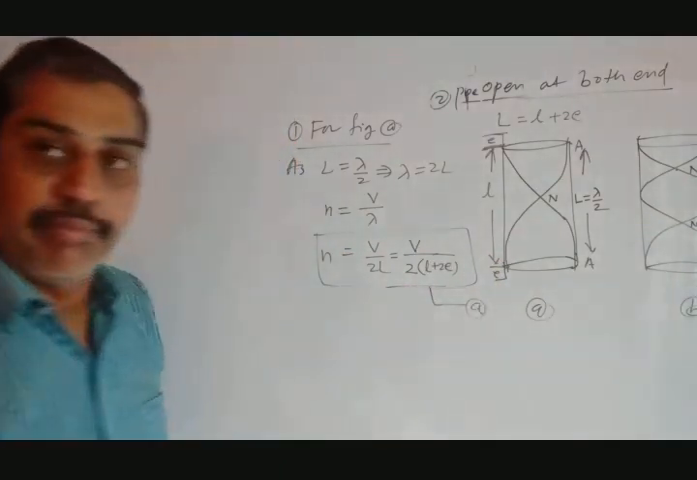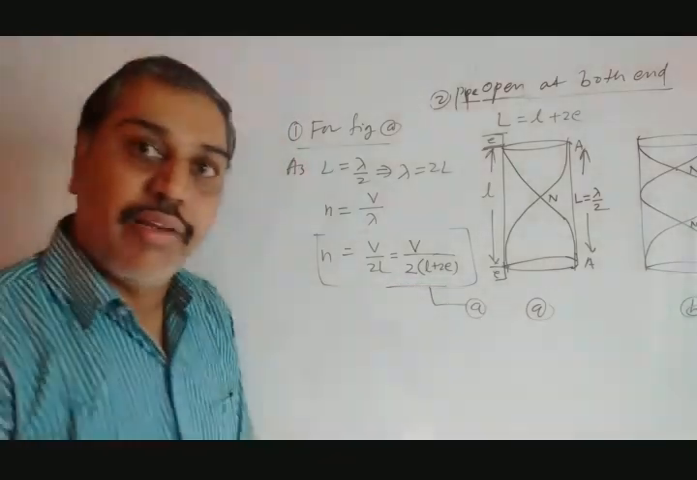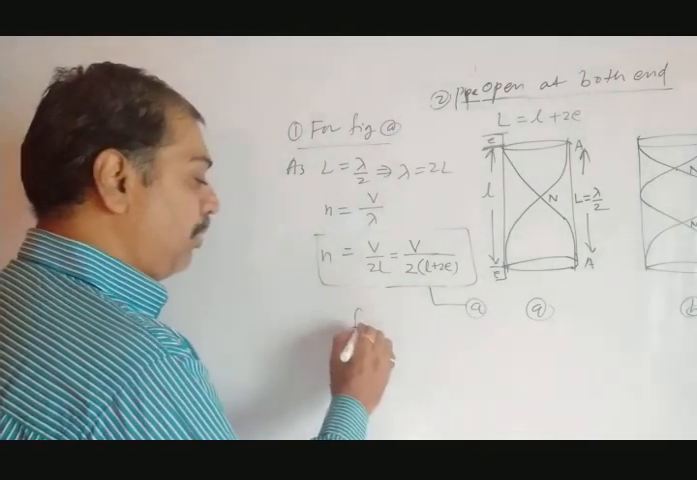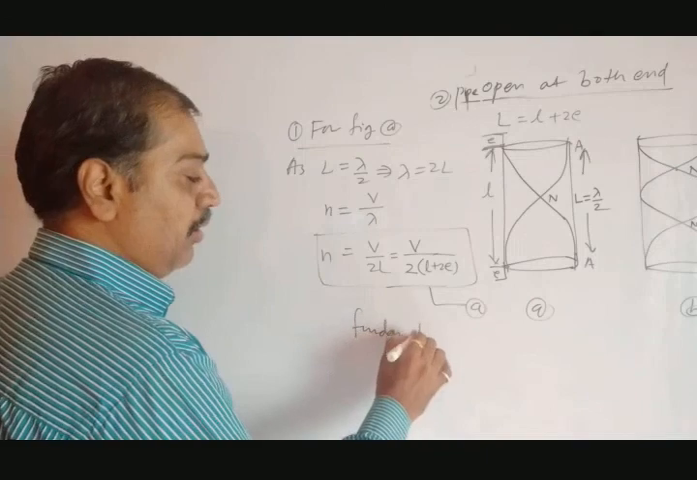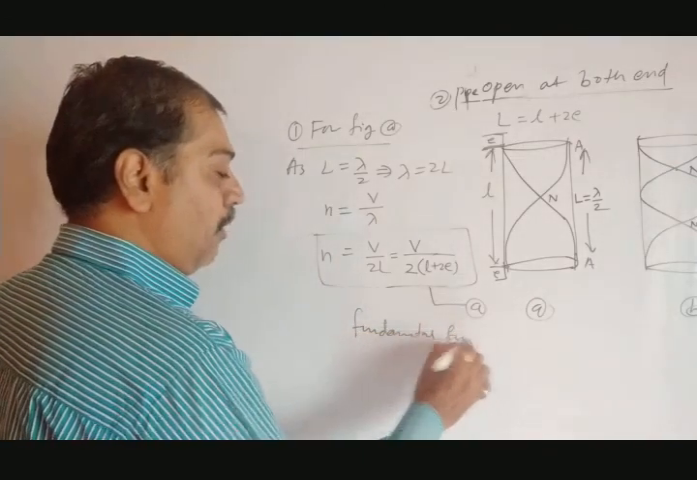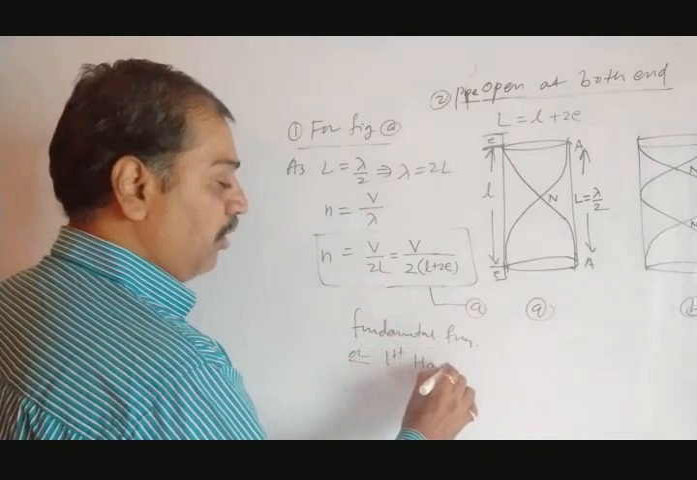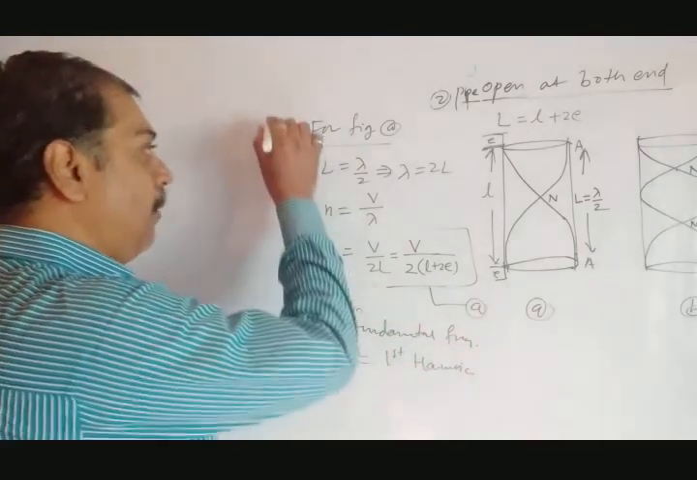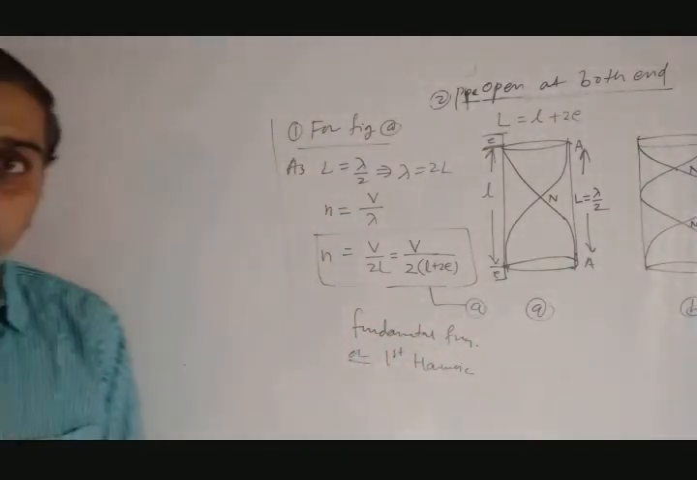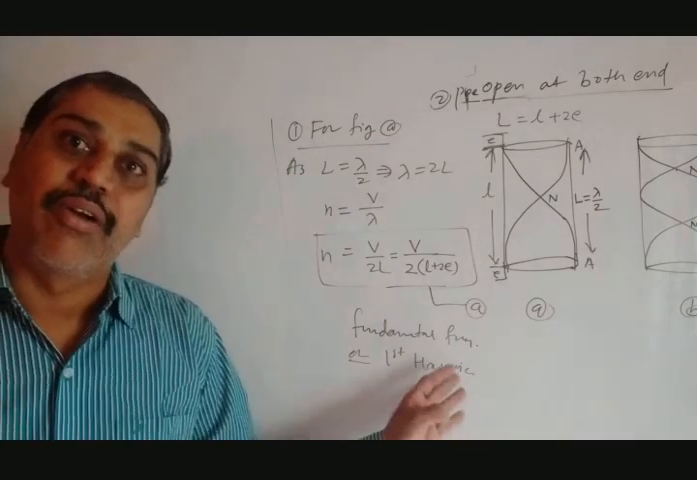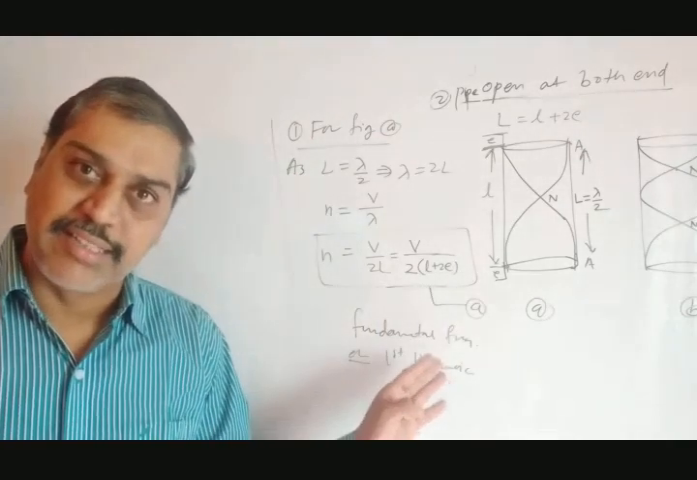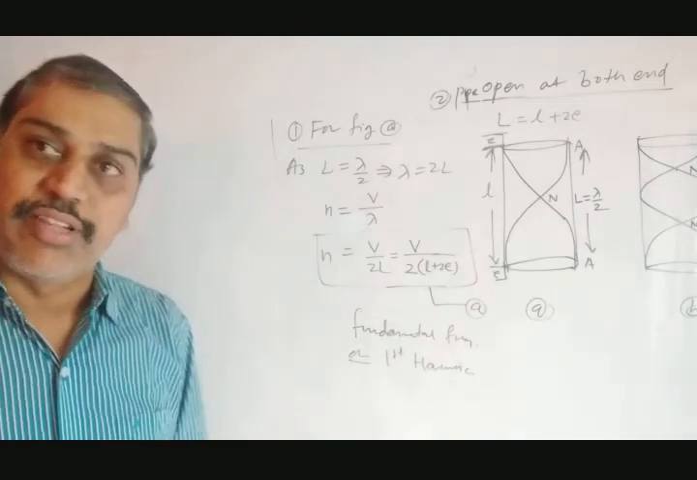And that is nothing but the fundamental frequency. It is said to be the fundamental frequency, or the first harmonic, for an air column, for a pipe open at both ends. I hope you got this. Nothing to explain. It is similar to the first one. Let's go to the second diagram.